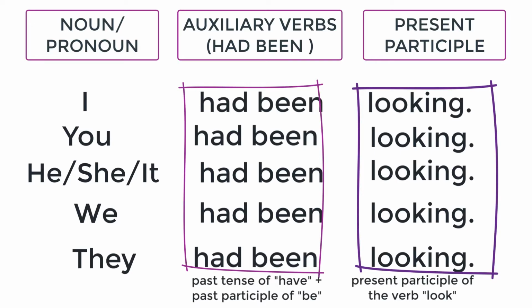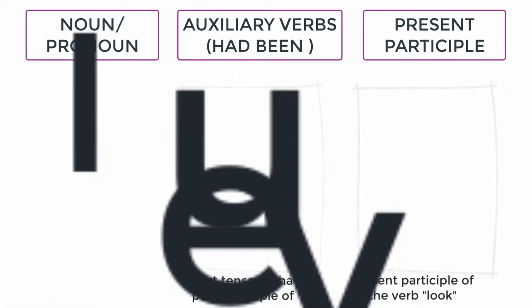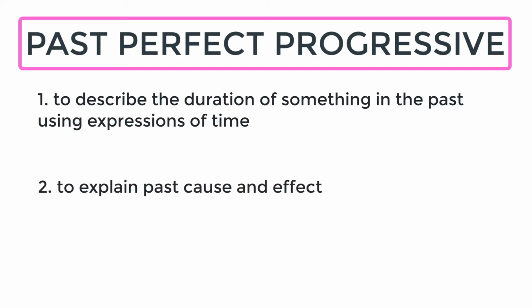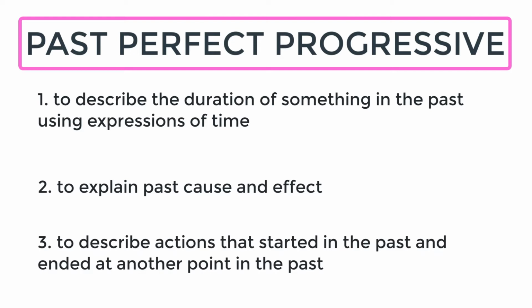We use the past perfect progressive tense to indicate certain situations. To describe a duration of something in the past, we use expressions of time. To explain cause and effect, or to describe actions that started in the past and ended at another point in the past.